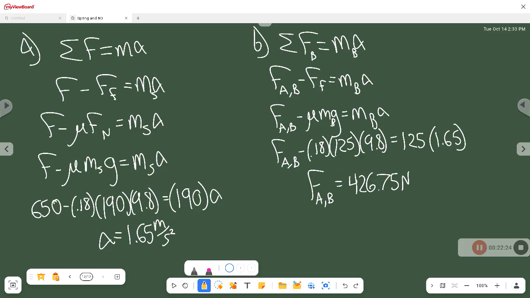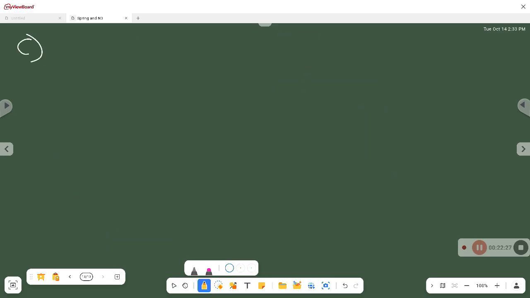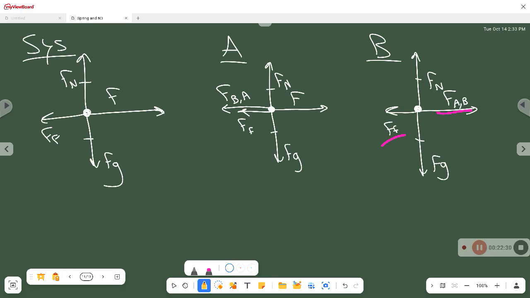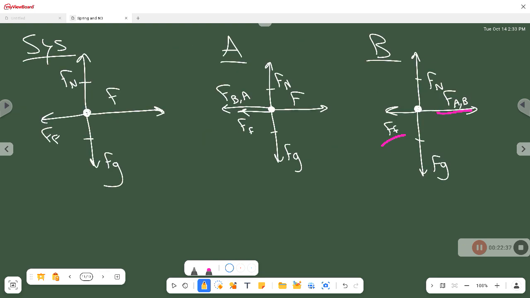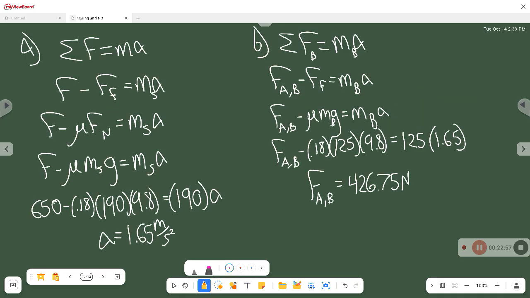Okay, now for part C, the question is, what if those blocks were in different positions? Block B was first, then block A. Well, that would be pretty much the same exact thing as I'm showing here on the right, right? The system is 100% the same. The individuals are pretty much the same. All I would do is block B's free body diagram looks more like this, and block A's free body diagram looks more like that.